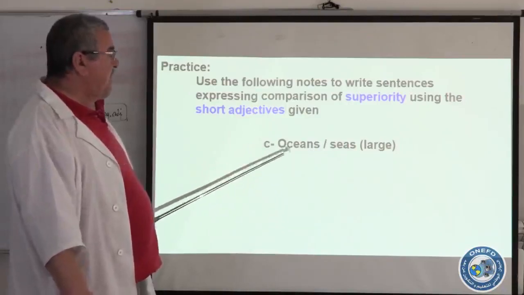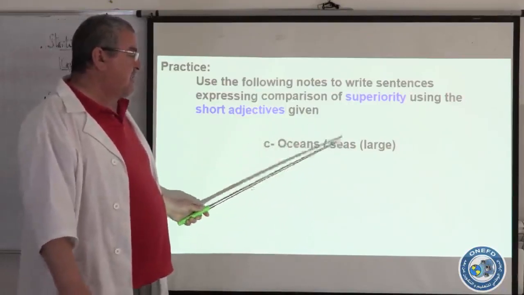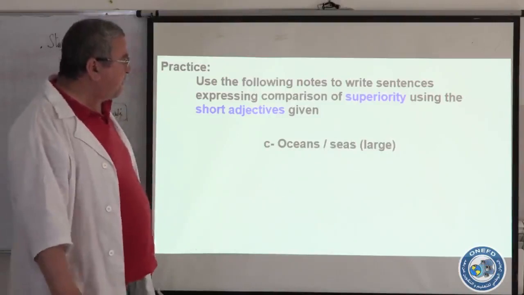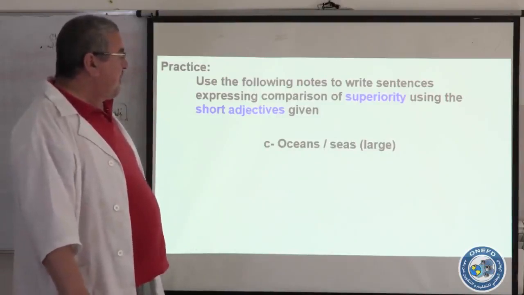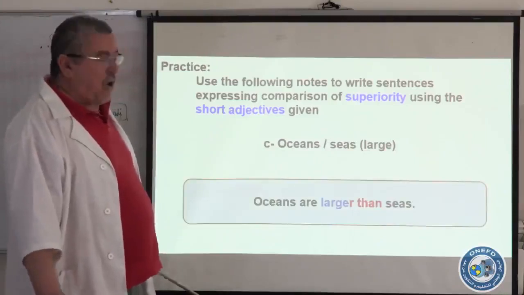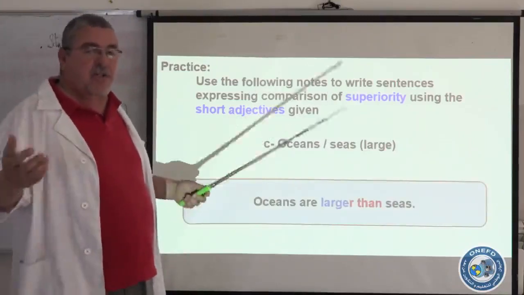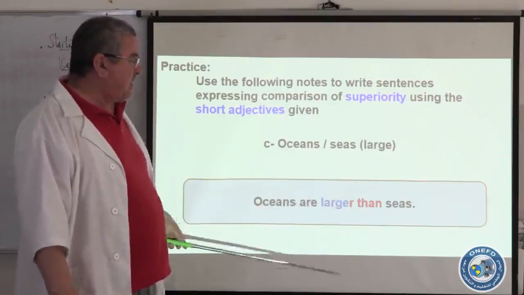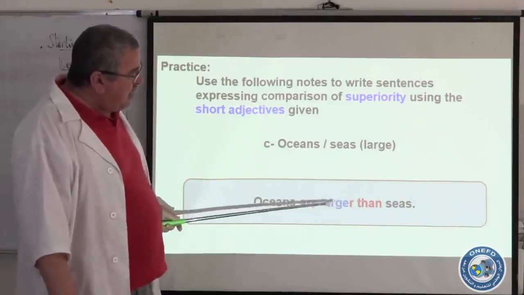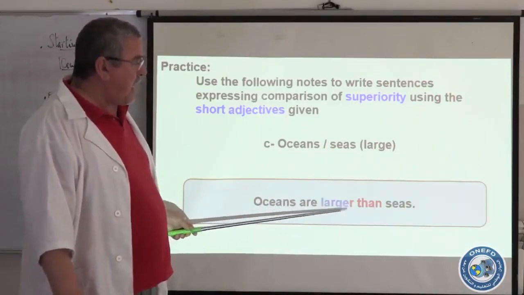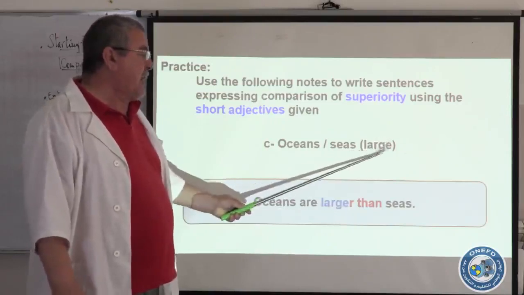See, we are comparing here oceans and seas in terms of dimension, large dimension. What will be our sentence here, expressing superiority? You all know, of course, that oceans are much larger than seas. Oceans are larger than seas. You remark here that we simply add the R for large, because the E is already there.